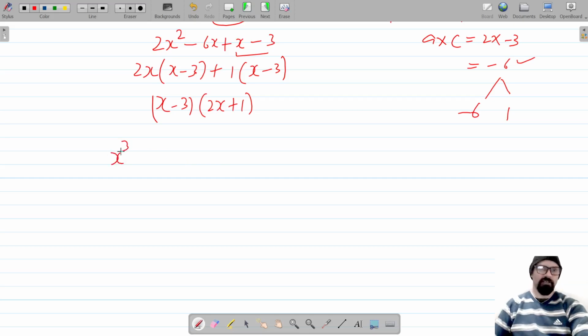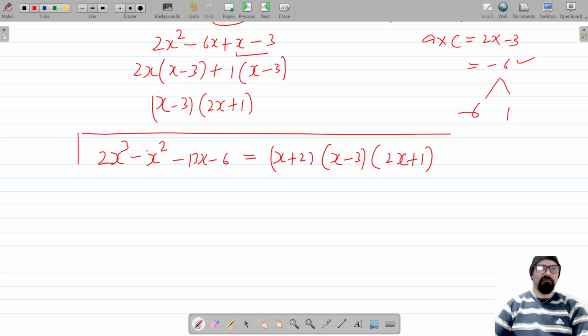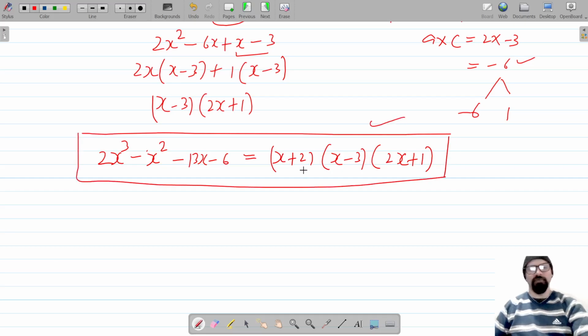So we can write that 2x cubed minus x squared minus 13x minus 6 is equal to, the three factors are x plus 2, then x minus 3, and 2x plus 1. So this is how you have factorized the cubic polynomial: x plus 2, x minus 3, and 2x plus 1. These are the factors of 2x cubed minus x squared minus 13x minus 6.